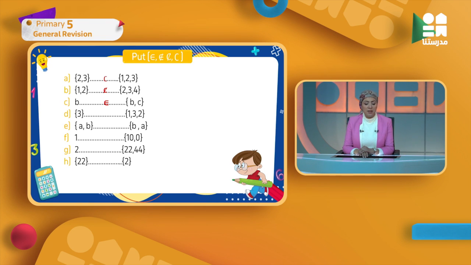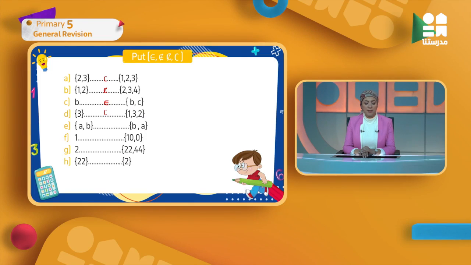Now letter D, two sets, then subset and not subset. Here the element 3, the set of element 3, is it a part of the set 1, 3, and 2? Yes, then the answer is subset. Now, letter E, the set of elements A and B and the set of elements B and A, they are both identical, twins. So it is subset. Okay, they are subset of each other.